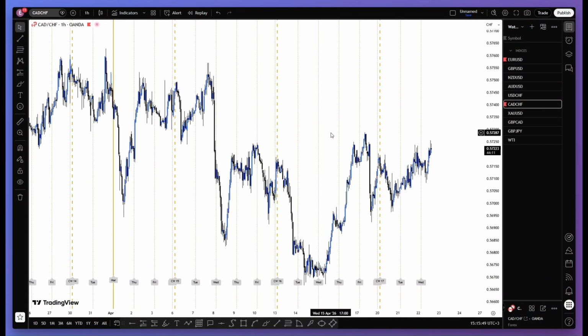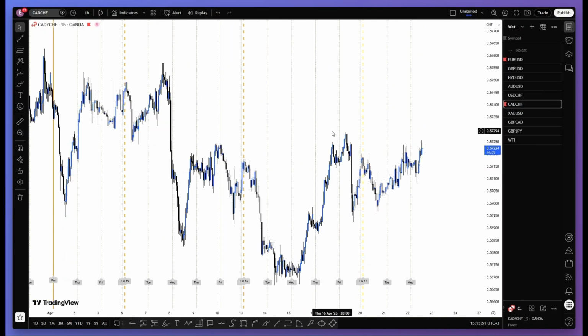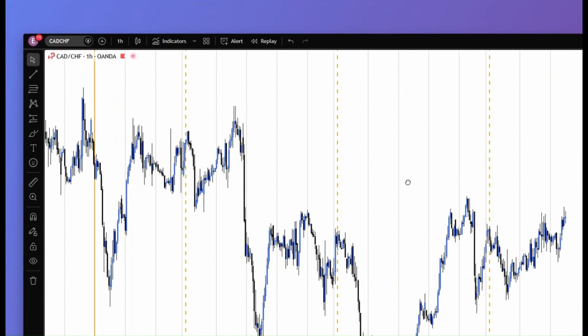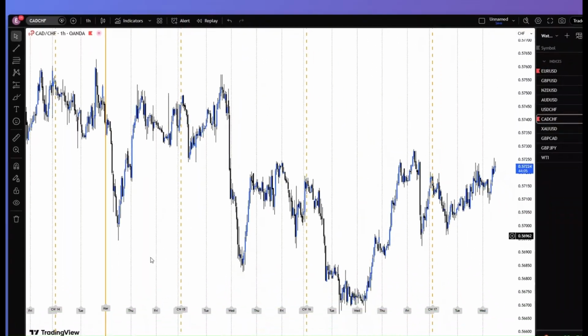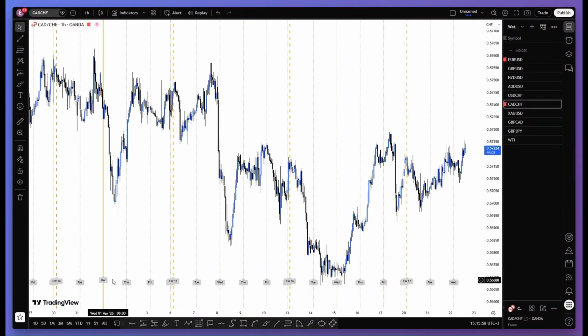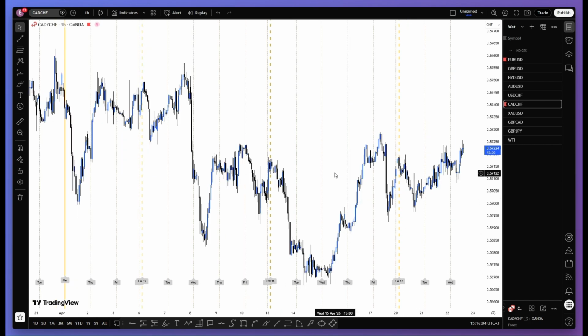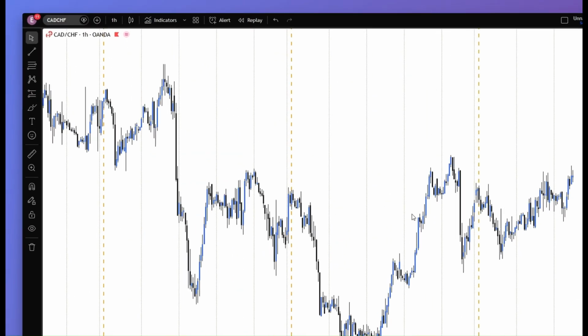Immediately, you'll notice vertical lines appearing. These lines represent thin dotted lines, daily separators, slightly stronger lines, weekly separators, solid, bold lines, monthly separators. And just like that, you've successfully enabled the period separator in TradingView.